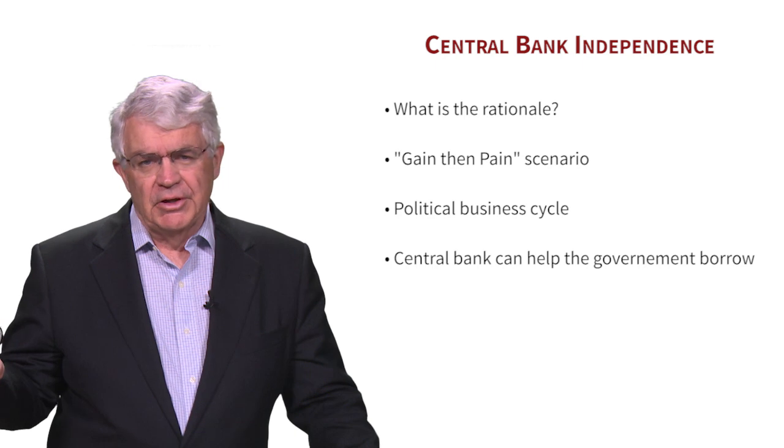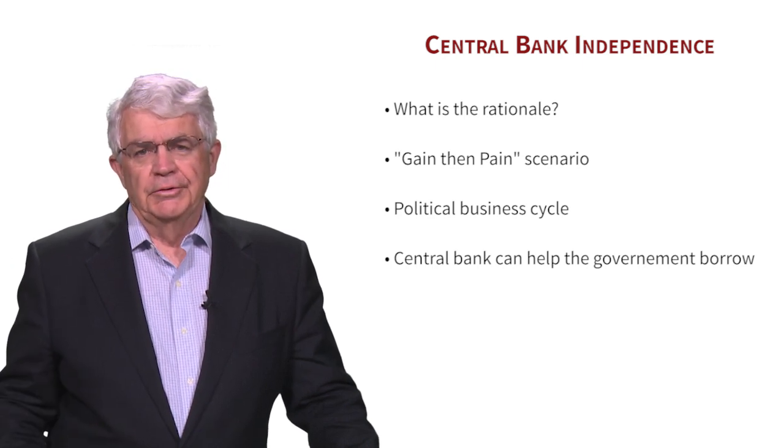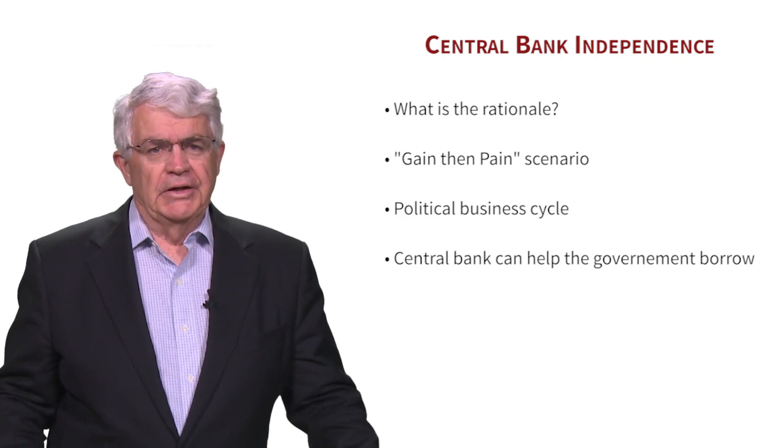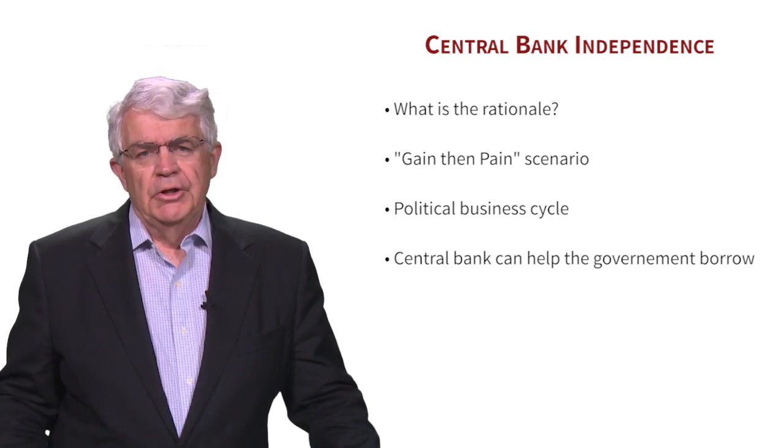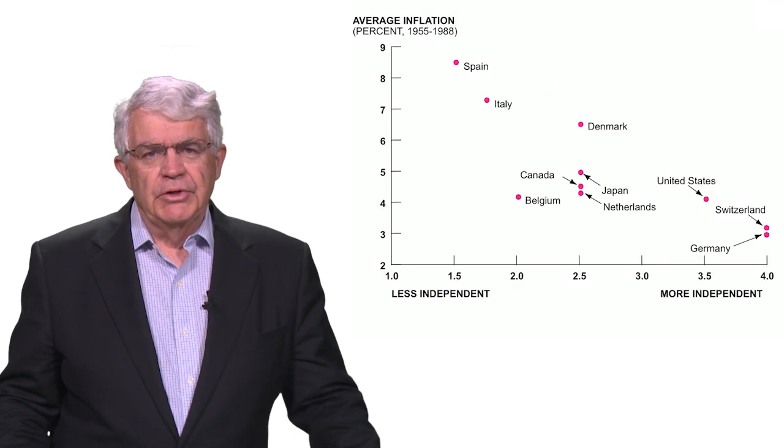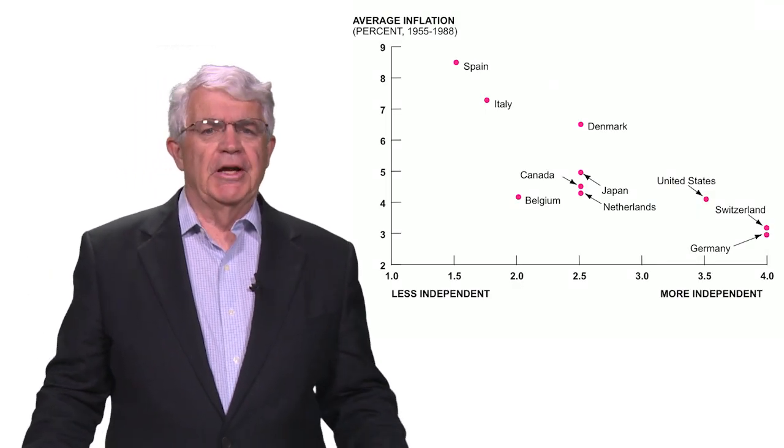In that case, the central bank says, no, we're not going to help you borrow. You've got to go to the private sector to borrow the money. We've got other things to do. We've got to keep inflation in check. That's our responsibility. And so they say no to the government, and that's supposed to work better, which history says it will.